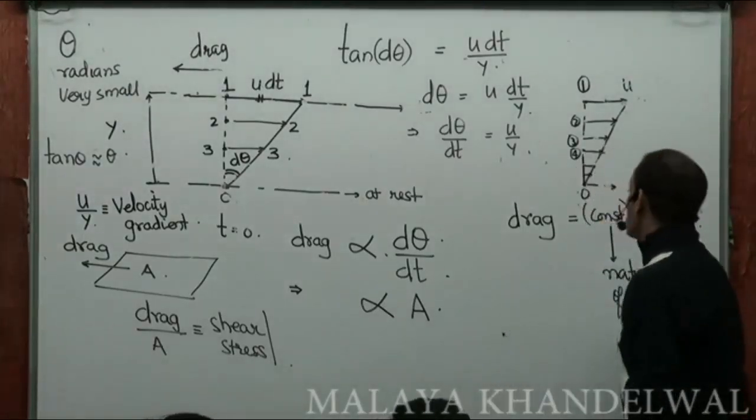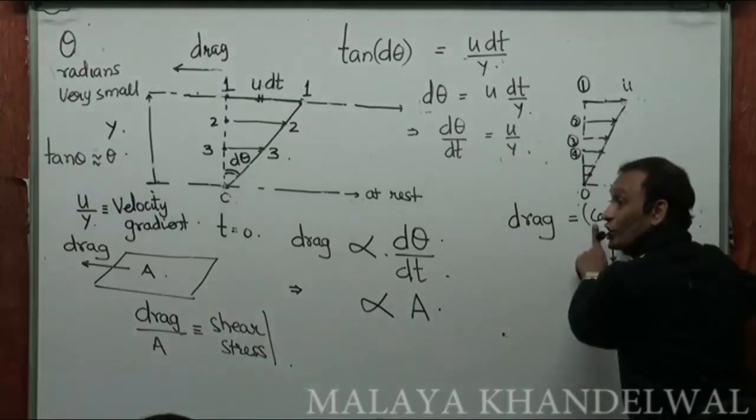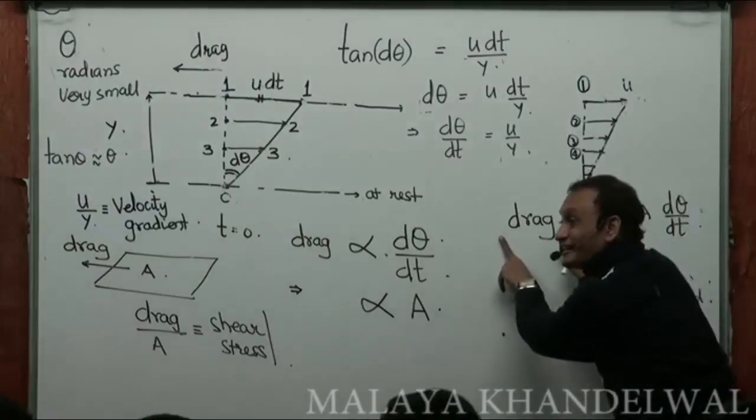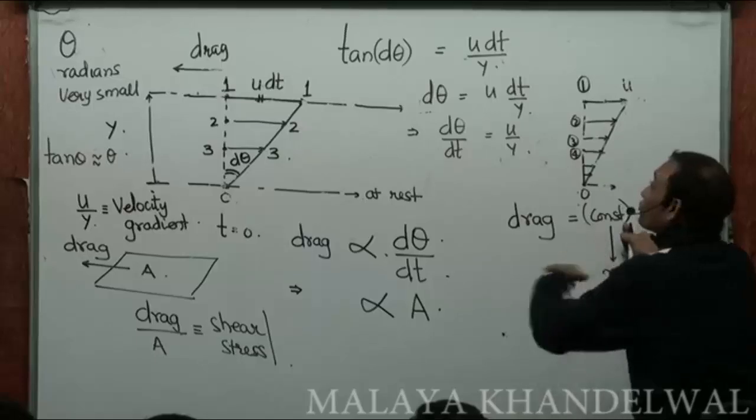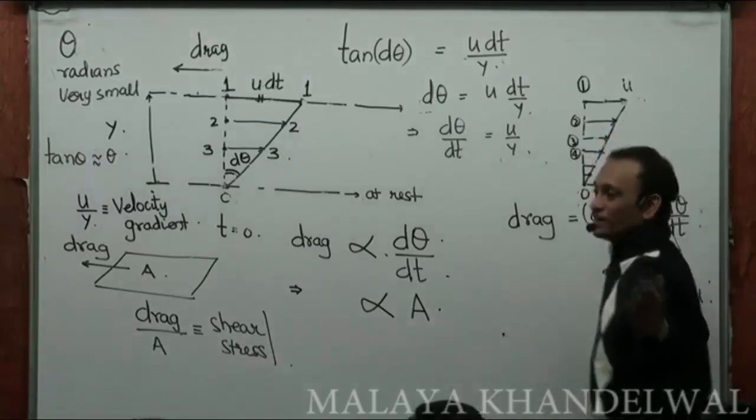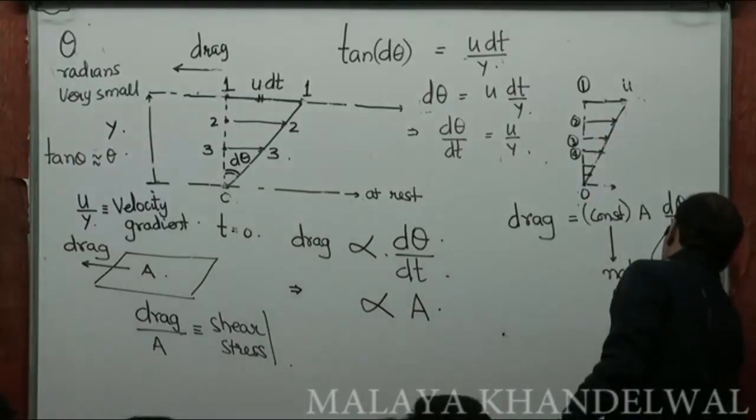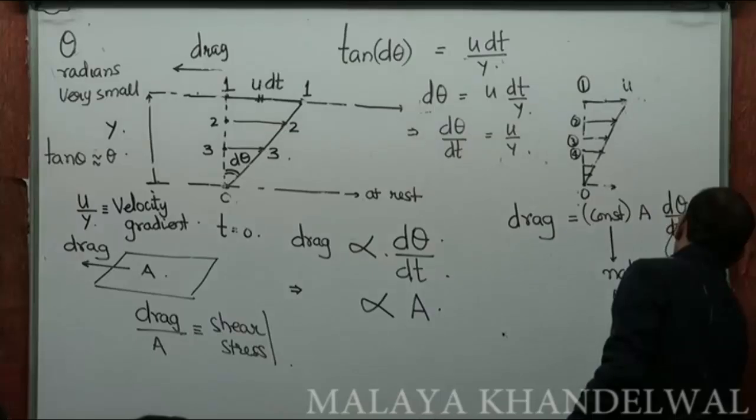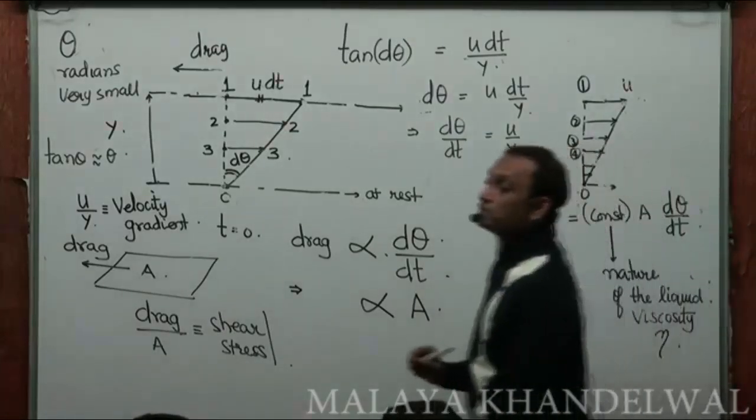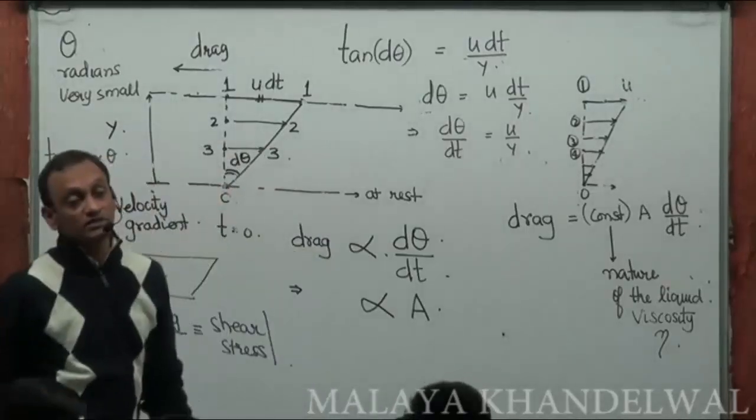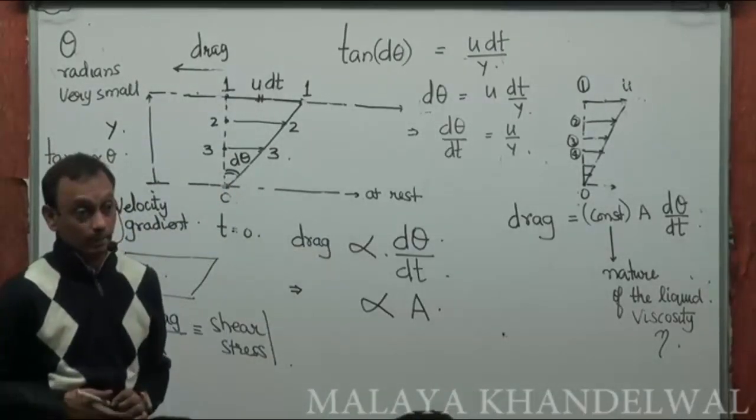It is a property of the liquid. The greater the value of this constant, the greater will be the drag. This constant therefore is referred to as the viscosity of the liquid, and eta is the symbol which is commonly deployed.